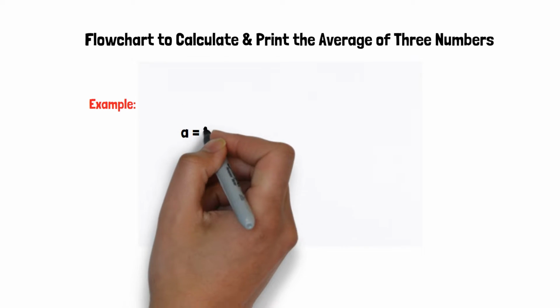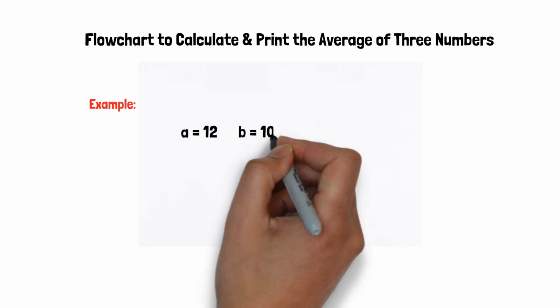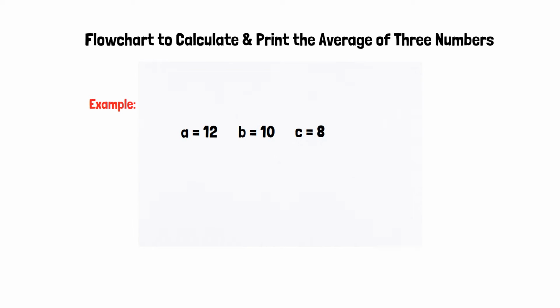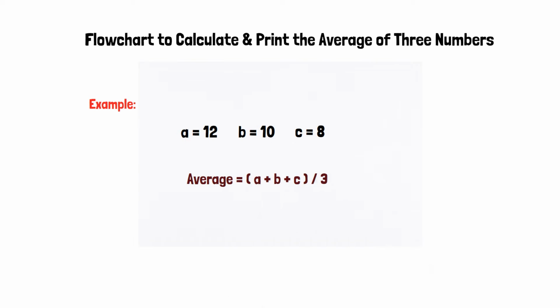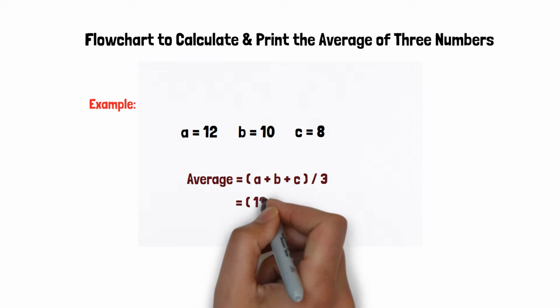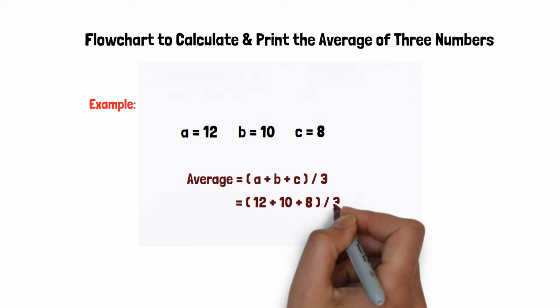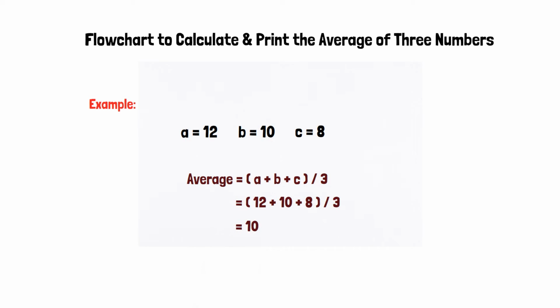For example, suppose A is equal to 12, B is equal to 10, and C is equal to 8. Thus, the average of the numbers listed above is (A + B + C) / 3. That is (12 + 10 + 8) / 3, which is equal to 10. So without further ado, let's get started.